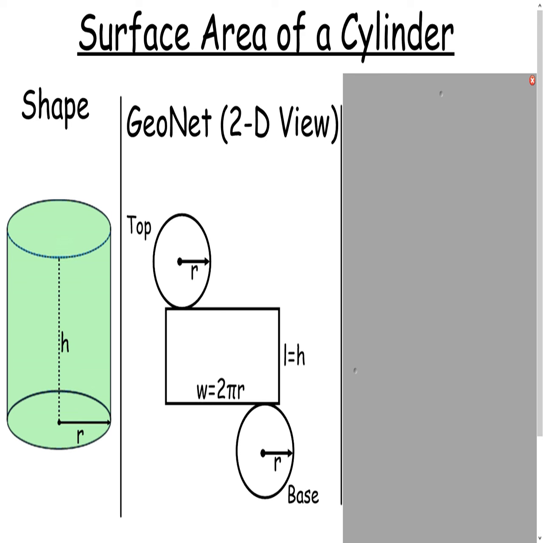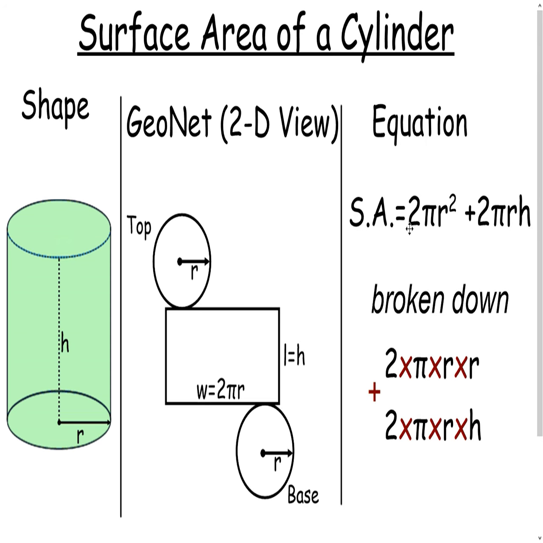So you put all those areas together, and you end up with an equation for surface area that's two circles, so 2 pi r squared, plus the length and width of the rectangle, so 2 pi r times h. And this is what it looks like right here. So let's try a few example problems.